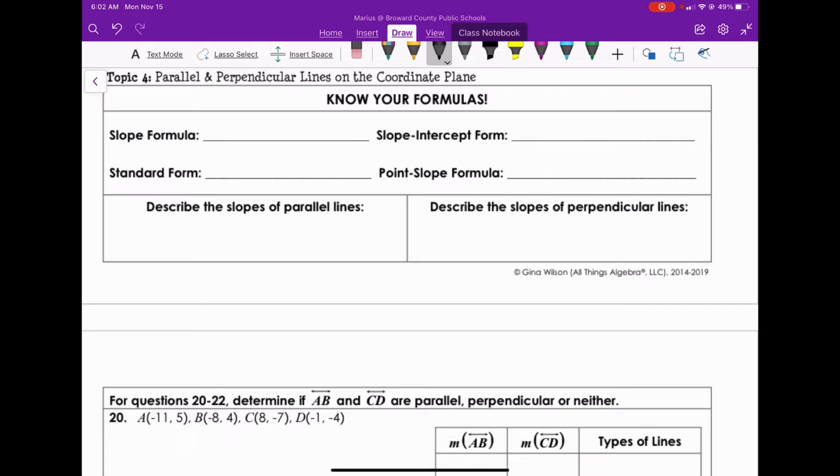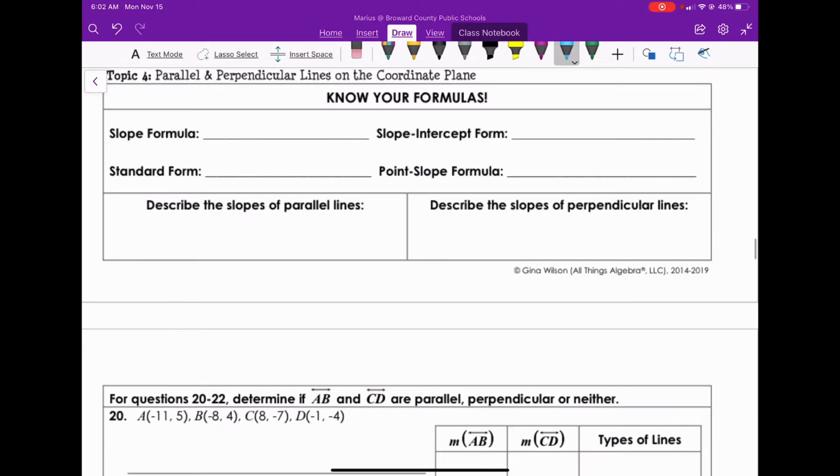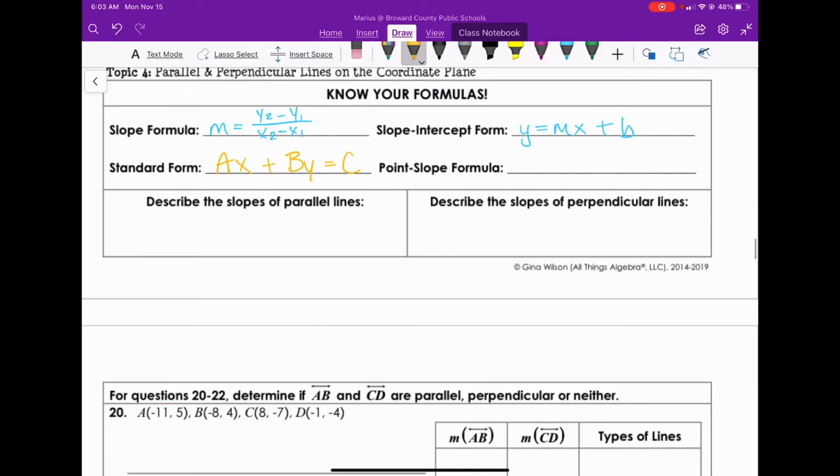Okay, so there are a few formulas that we need to know if we want to complete this type of work. The first formula, the slope formula, is m equals y2 minus y1 divided by x2 minus x1. Slope intercept form is y equals mx plus b, where m is the slope and b is the y-intercept. The standard form of a line is ax plus by equals c. The point slope formula is y minus y1 equals m times x minus x1.